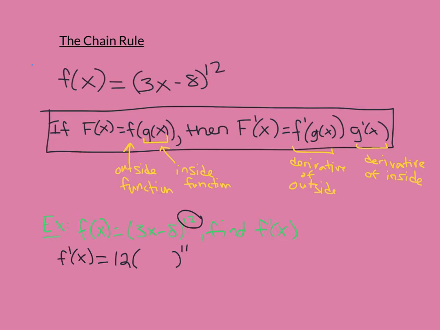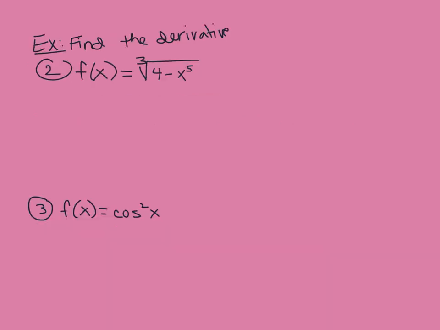The next thing I do is keep everything that's in the parentheses the same. So the 3x minus 8 stays the same. However, we do still need to take the derivative of 3x minus 8. That's what this whole thing is going to be multiplied by. So I get a 3. So my final answer for this is 36 times (3x minus 8) to the 11th power.